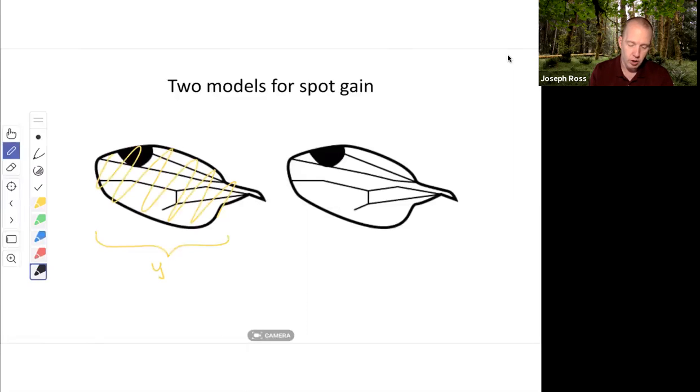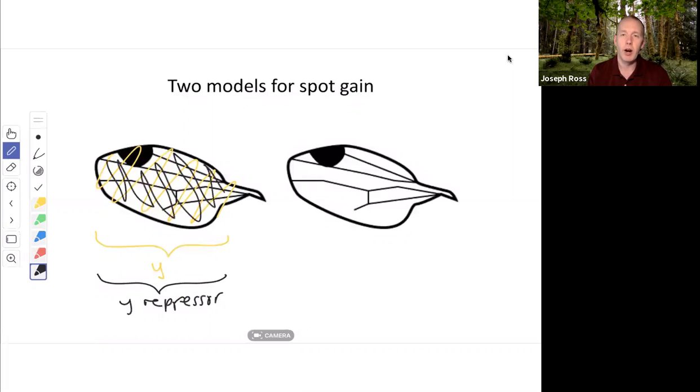But perhaps there's also a yellow repressor that's also produced everywhere in the wing. So yellow protein is trying to be turned on, but there's a repressor protein that's turning it off. Except for, perhaps, what if there's a Y repressor? I know this is going to get complicated. So the Y repressor would repress the yellow repressor, which itself presumably represses Y.